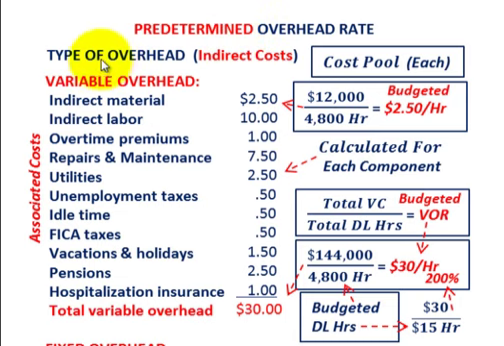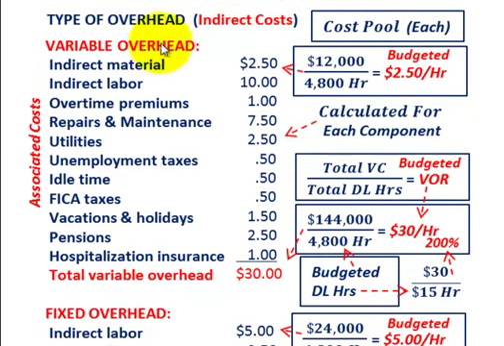So we're going to really have two different types of overheads or indirect costs that we're going to be looking at. We're going to have the variable overhead component, and we'll go through that, and then we're going to have that fixed overhead component. So we're going to have to determine an overhead rate for both the variable overhead and our fixed overhead. Let's start with our variable overhead and look at the associated costs.